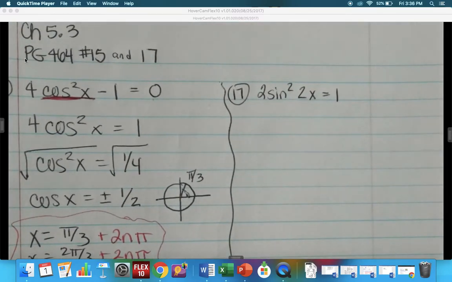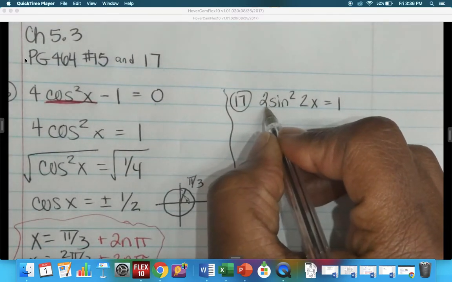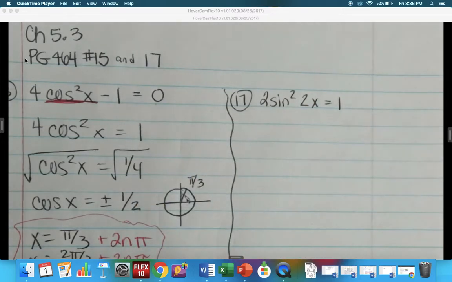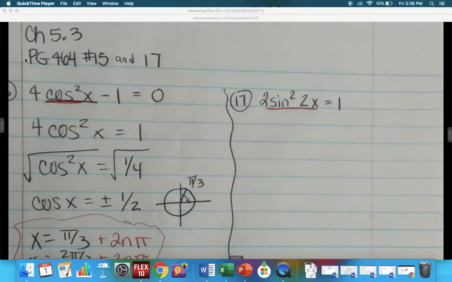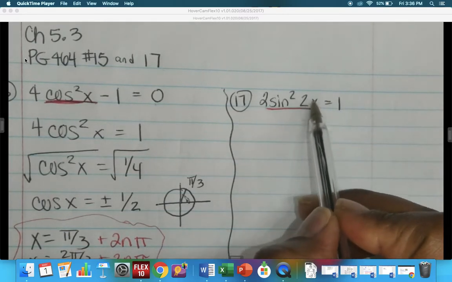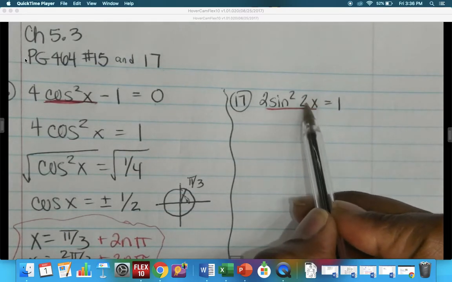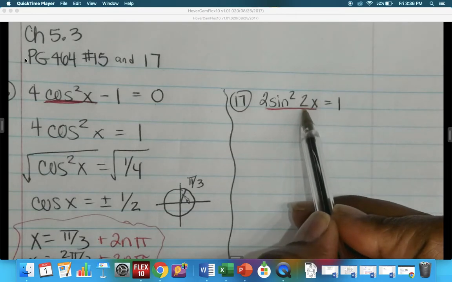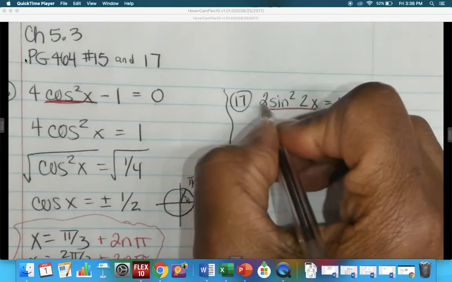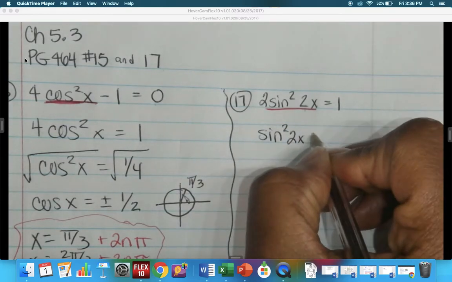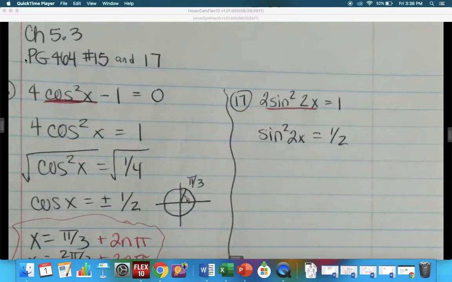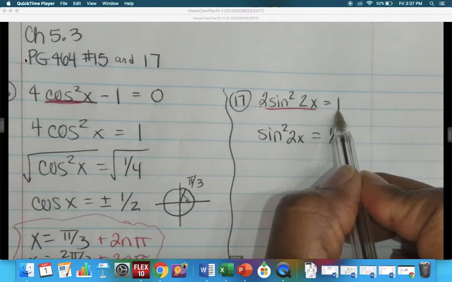All right, and let's look at one more. So here again, I want to get sine by itself, but now I have 2 sine squared of 2x. I can't remove the angle. This is called the argument of sine. I can't remove the 2 from here. I have to just leave it, but I can remove the coefficient here. So I'll divide both sides by 2, and I get sine squared of 2x equals 1/2 now.